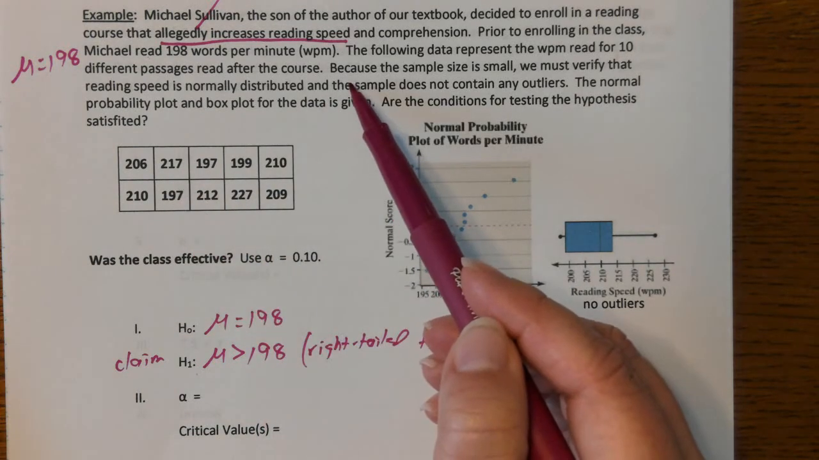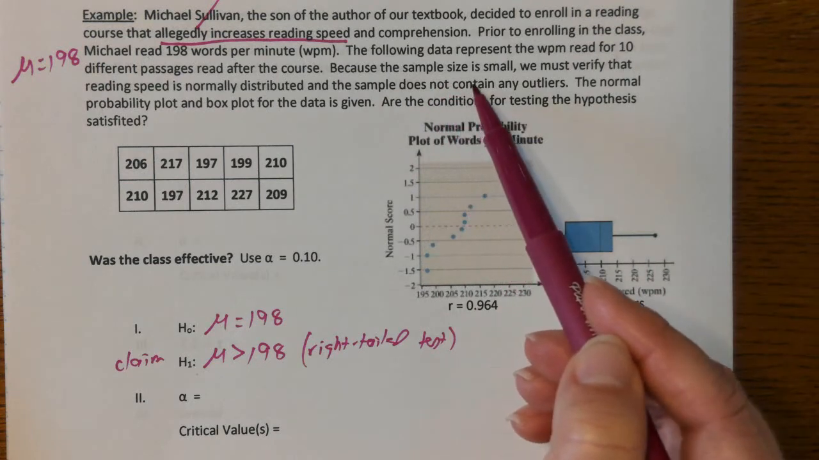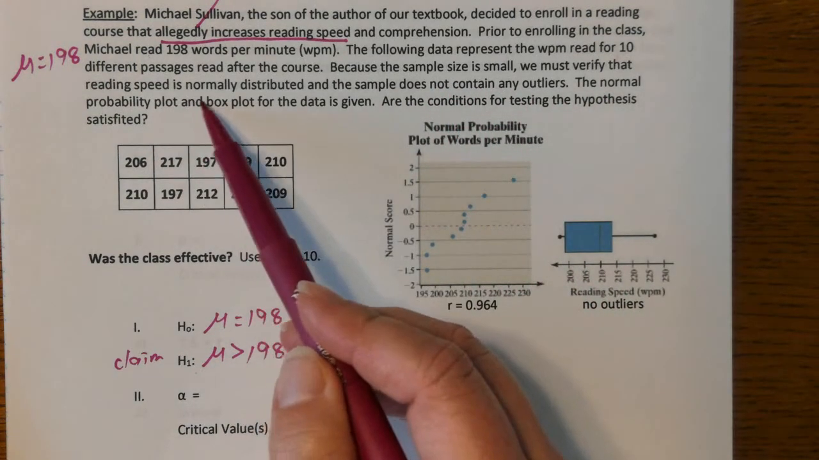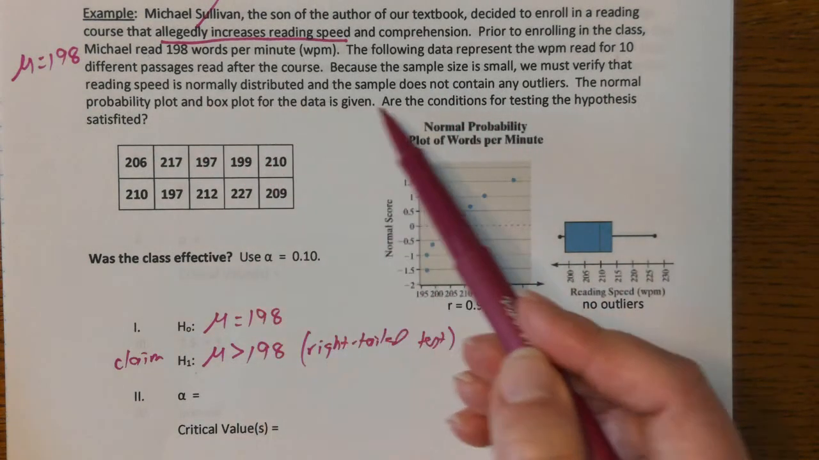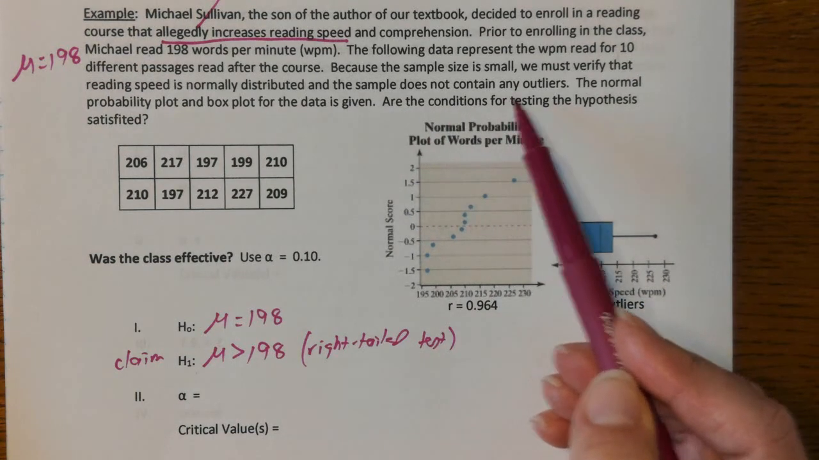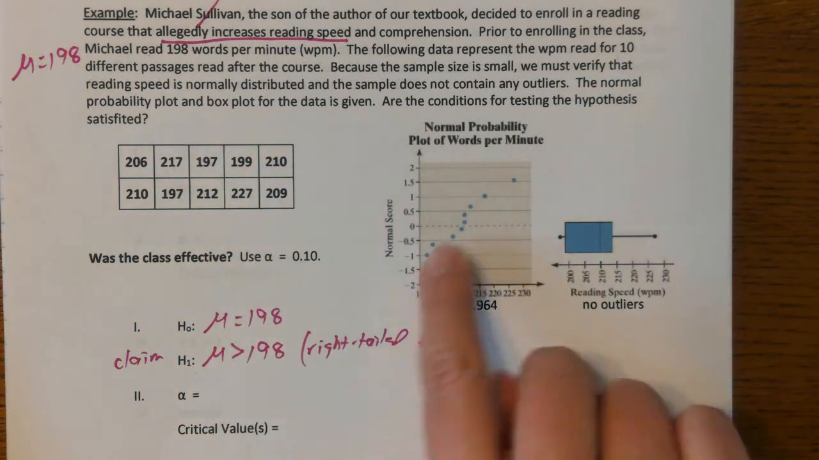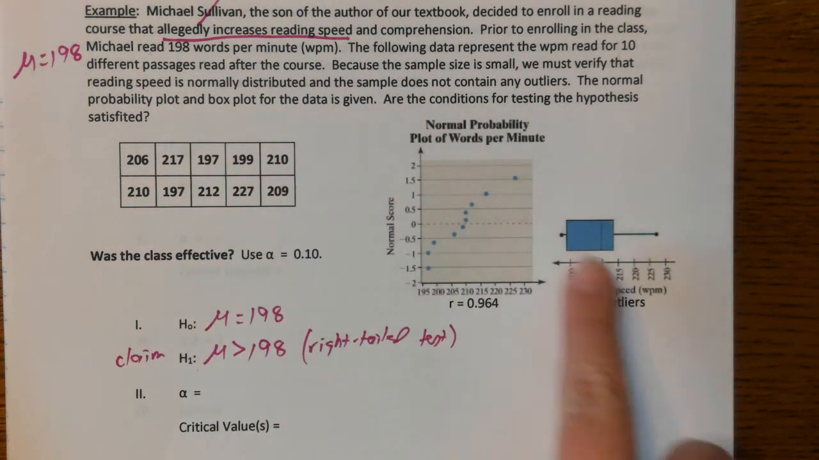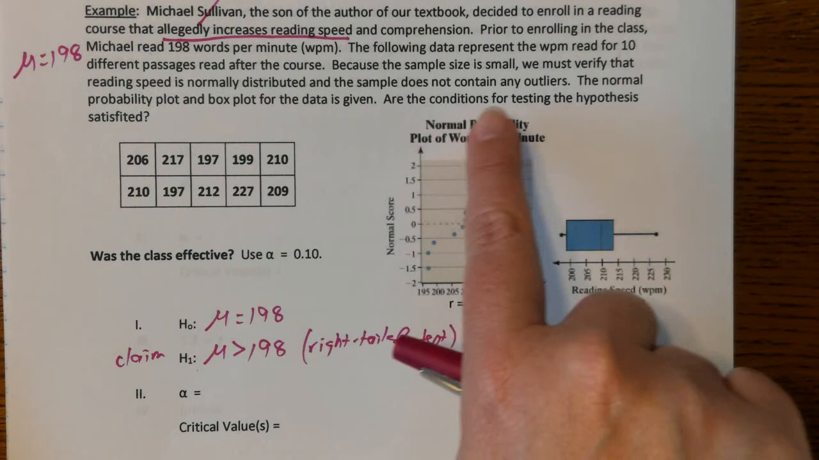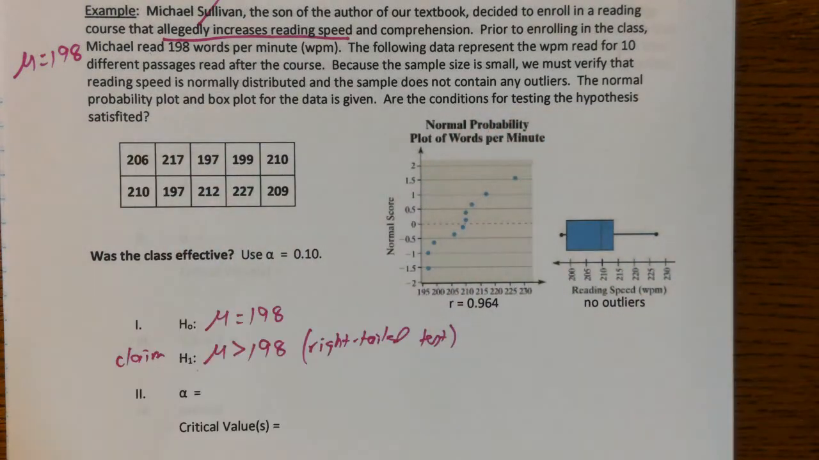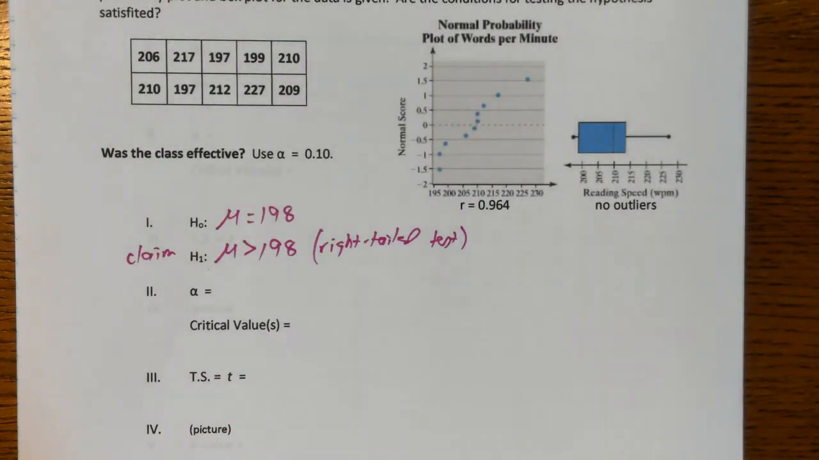That's what it says right here. Because the sample size is small, we must verify that reading speed is normally distributed and the sample doesn't have any outliers. So the normal probability plot, that's a QQ plot, is given to us right here, and a box plot is given. Are the conditions for testing the hypothesis satisfied? In other words, is this a normal distribution so that we can carry on? Because we didn't have more than 30.